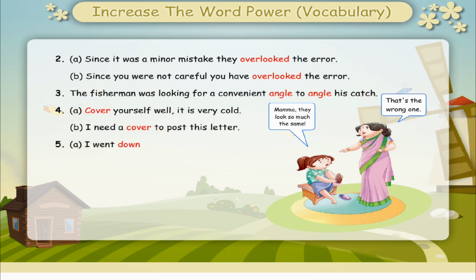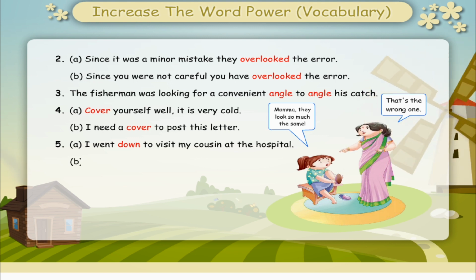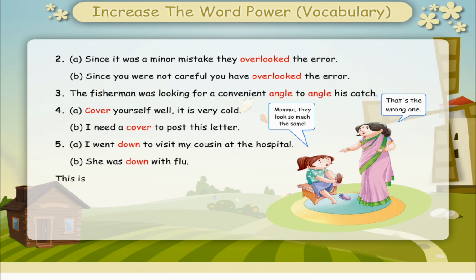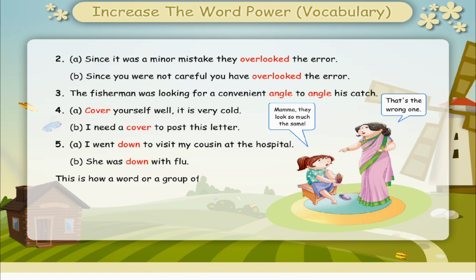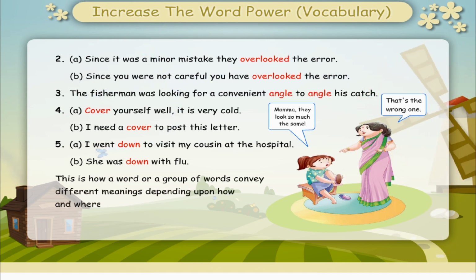I went down to visit my cousin at the hospital. She was down with flu. This is how a word or a group of words convey different meanings depending upon how and where we use them.